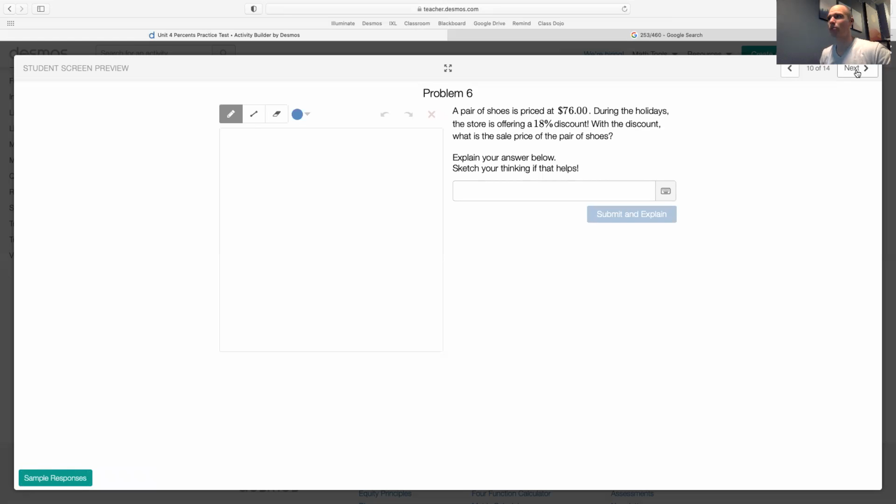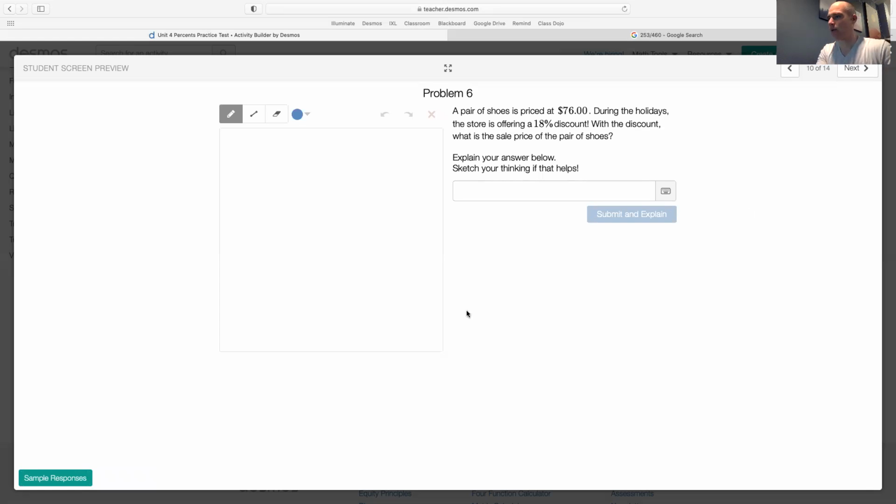So number 10, or slide 10, problem 6. It says a pair of shoes is priced at $76. During the holidays, the store is offering an 18% discount. With the discount, what is the sale price of the pair of shoes? All right, so this is a percent decrease question.